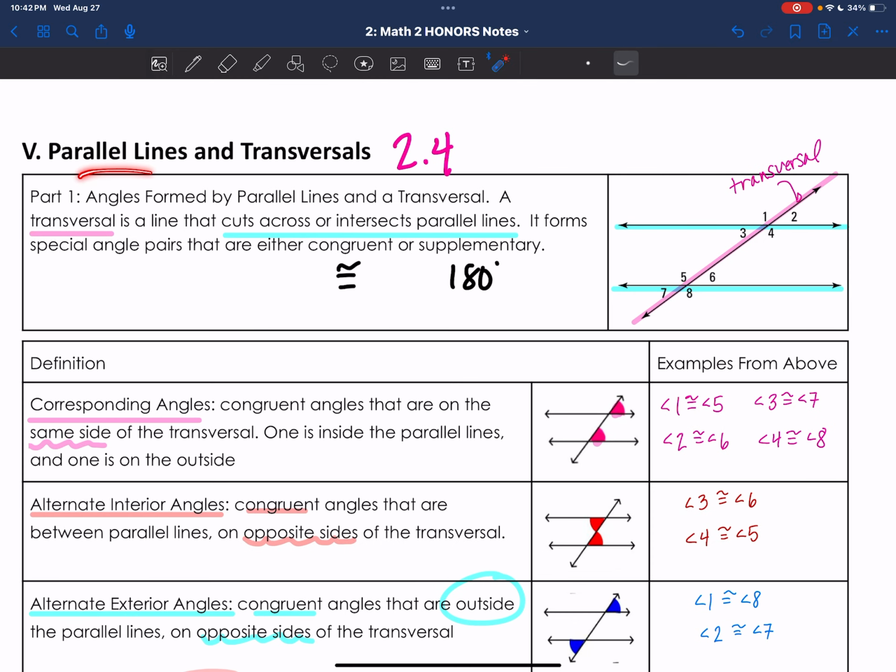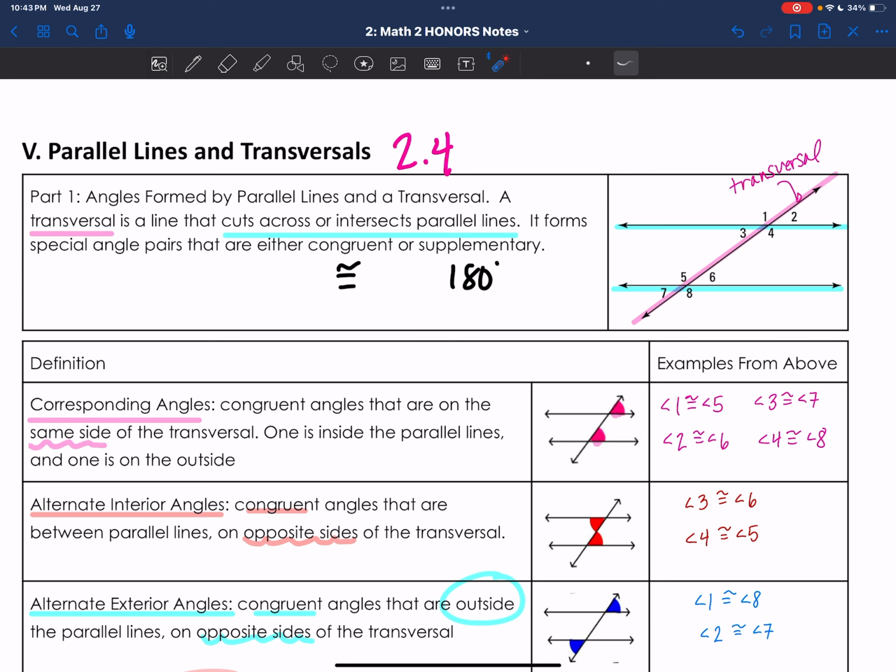All right, so parallel lines and transversals. We're going to keep talking about parallel lines and angles formed by parallel lines and transversals. A transversal is a line that cuts across and intersects parallel lines. So this is your transversal, and these are your parallel lines. What's important is it forms special angle pairs that are either congruent or supplementary. All of these are the angles it forms when a transversal intersects parallel lines.